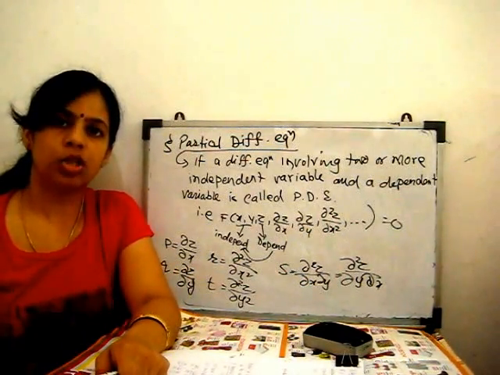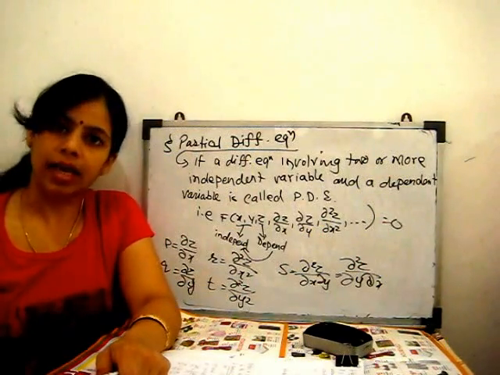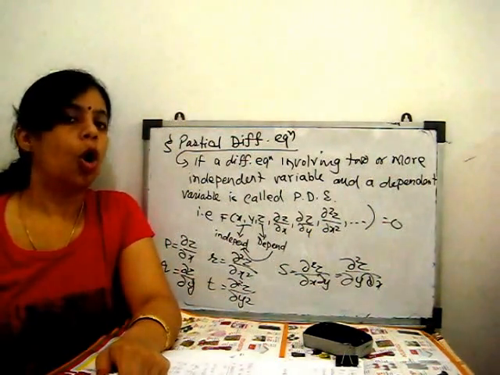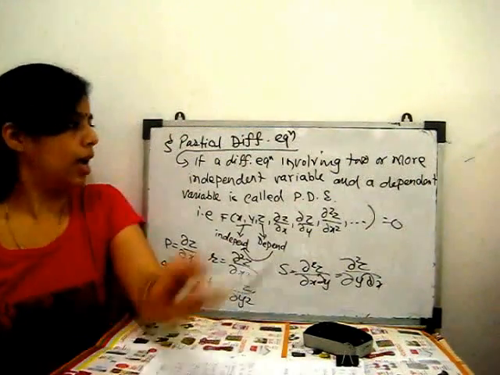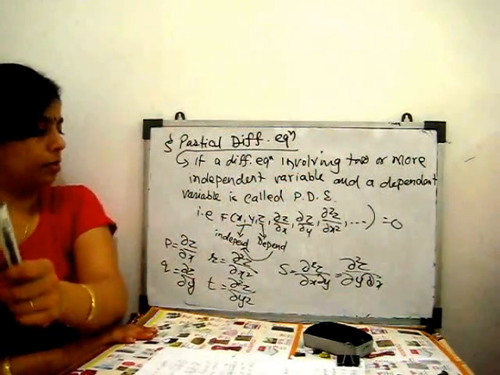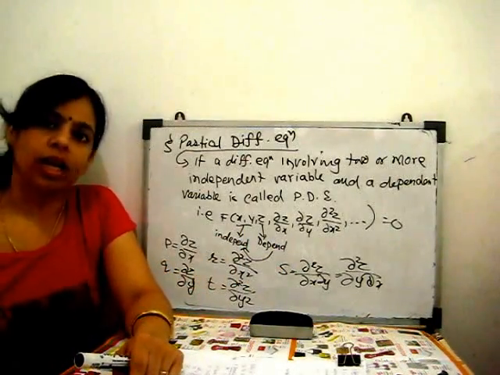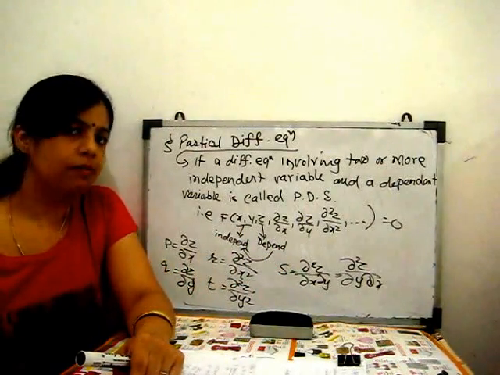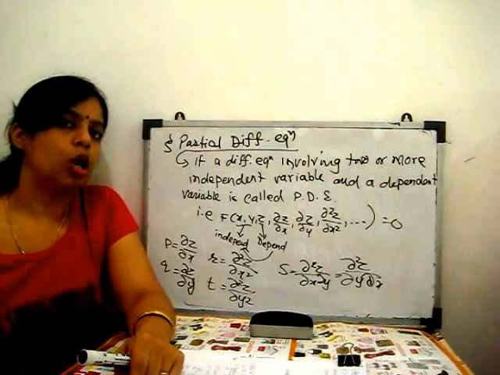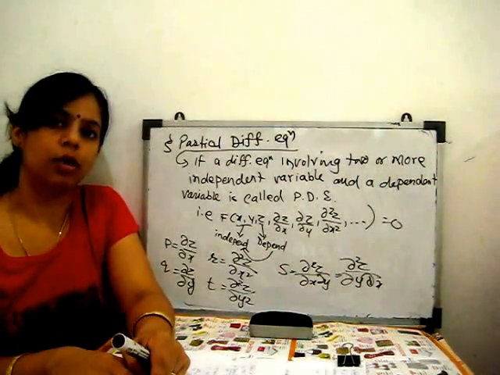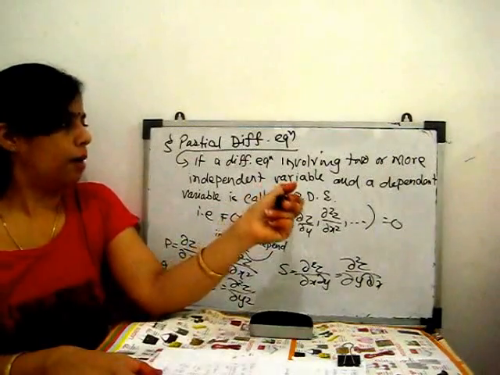Partial differential equation means if any differential equation contains two or more independent variables and one dependent variable, then that equation is known as a partial differential equation. If there is only one dependent variable and one independent variable, then the equation is only an ordinary differential equation. If there is more than one independent variable, then it converts into partial differentiation.